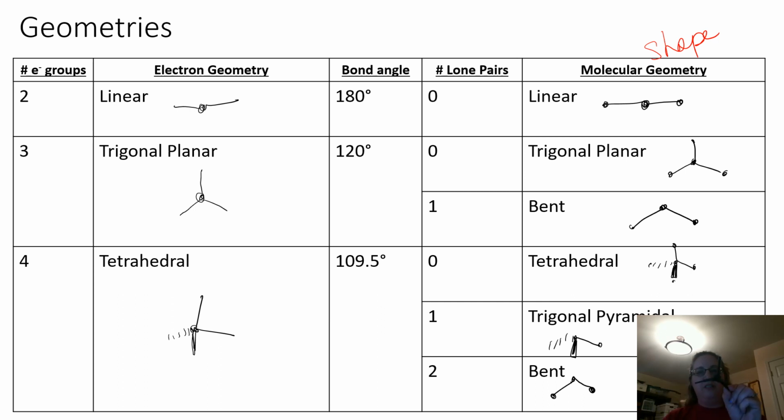This is going to be one of the ones that we will focus on most often with organic chemistry, because carbon can form four bonds. So we do really see a lot of this tetrahedral shape when we look at our organic structures.